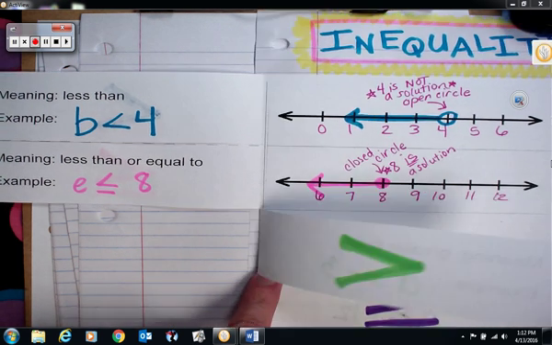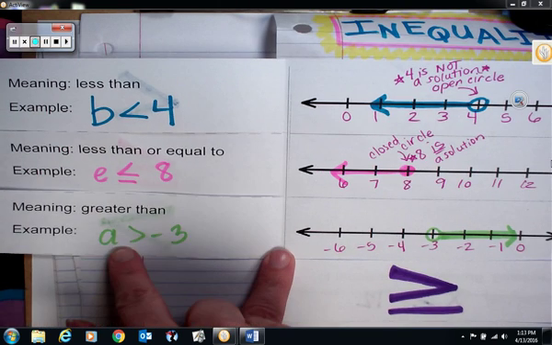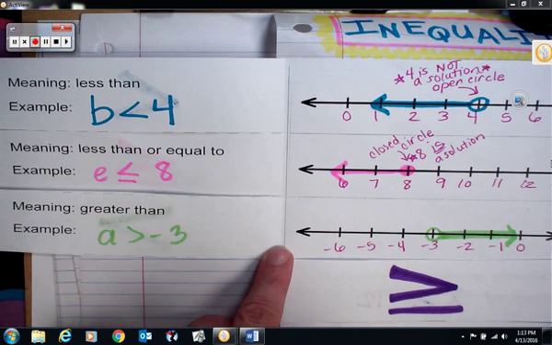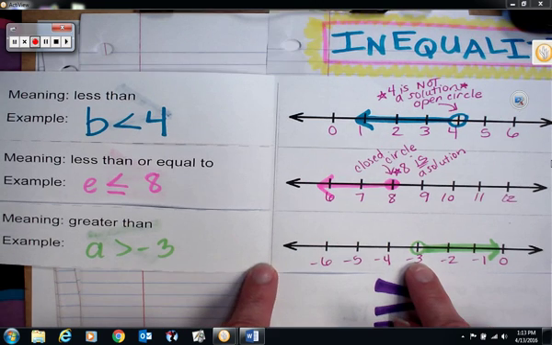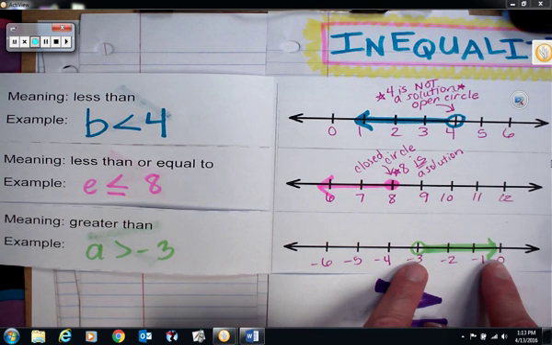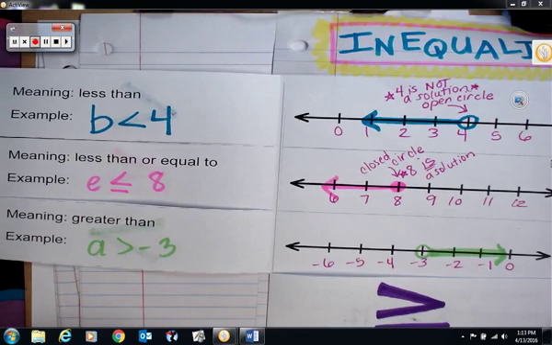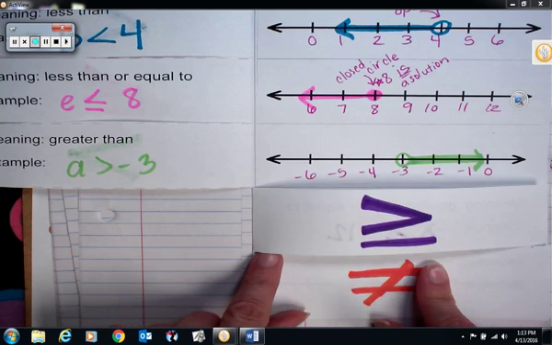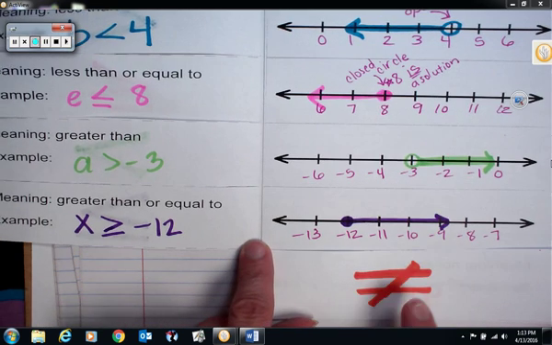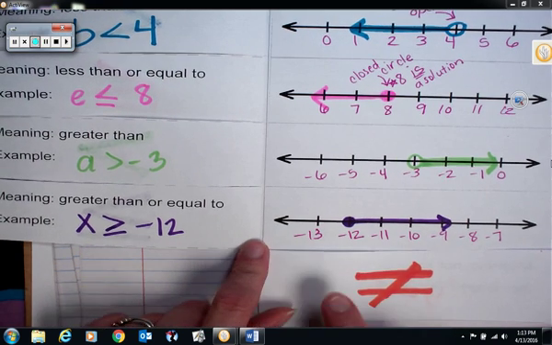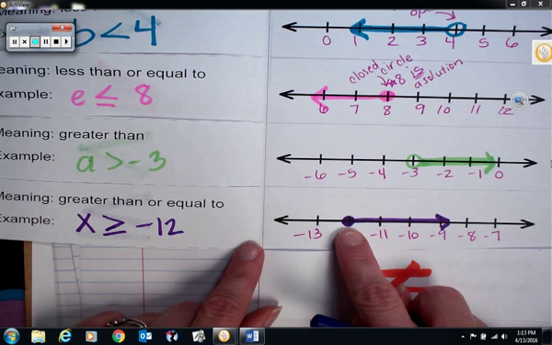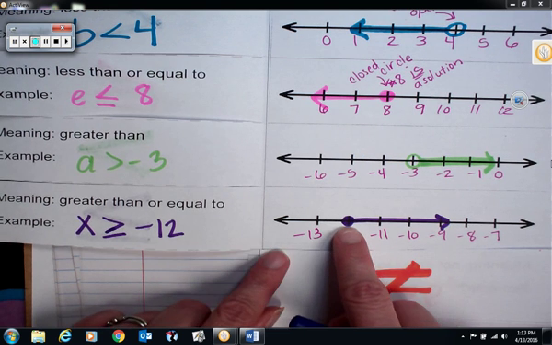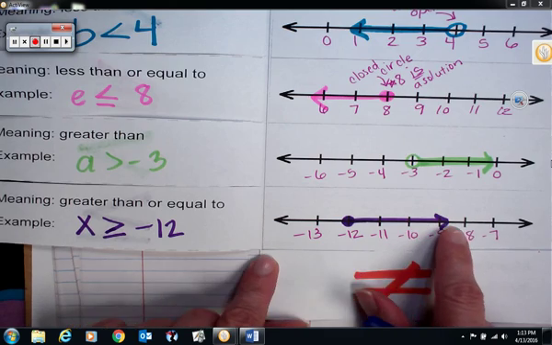For greater than, if I have an example, a is greater than -3, I'm going to graph an open circle on -3 and draw an arrow to the right to show that all of the solutions for a are greater than -3, to the right of -3 on the number line. Then I have greater than or equal to, like x is greater than or equal to -12. Then the solutions for x are going to be a solid circle on -12, and everything to the right of that would be true for x.